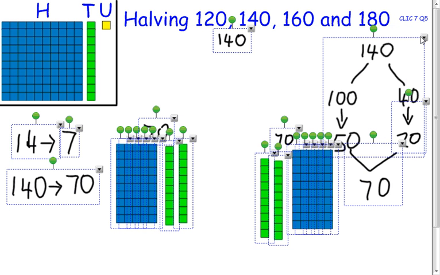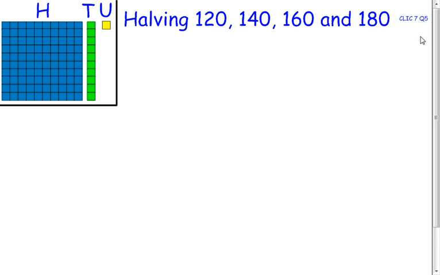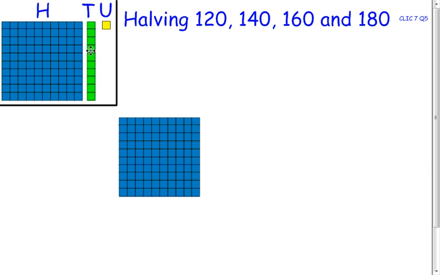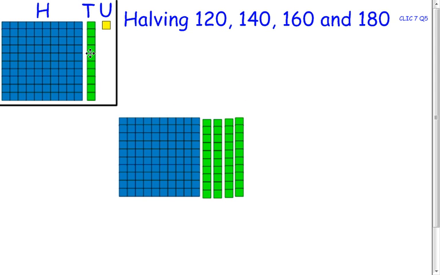Let's do the next one. I need to make a new number. Count the number for me. What have I got? 100. 110. 120. 130. 140. 150. Right, we'll stop there. 160. Okay.